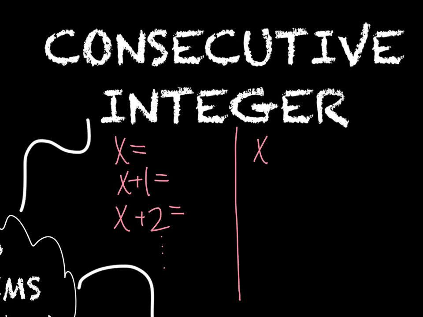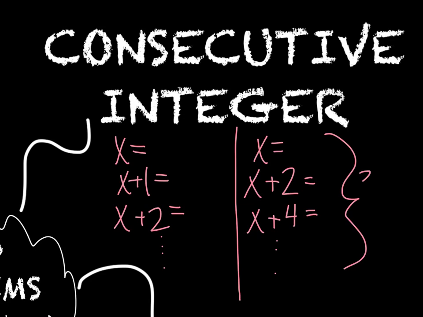But we also need to keep in mind if it ever says consecutive even or consecutive odd. And in this case, we're skipping over a number. That's why we count by 2s. So over here, this is even or odd.